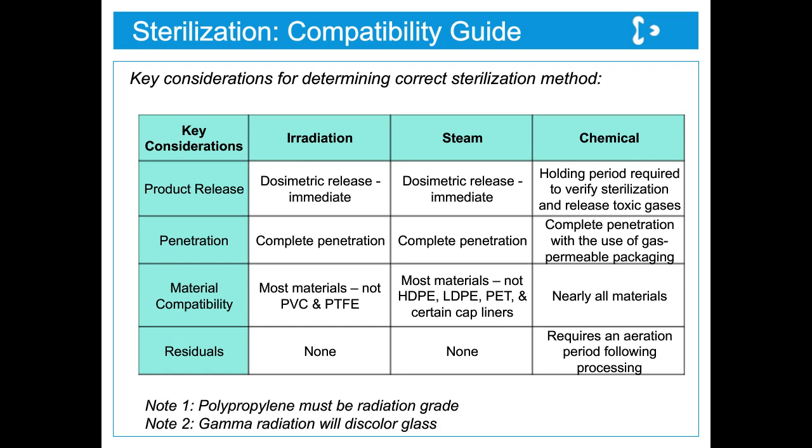temperature sterilization method. Now, with chemical sterilization, the majority of the materials are compatible with it, again, because it's a low-temperature sterilization method, and if we recall, it's only roughly around 45 degrees Celsius. Now, residuals: the only method that has residuals is the chemical sterilization method, and that's why the post-aeration process is required.